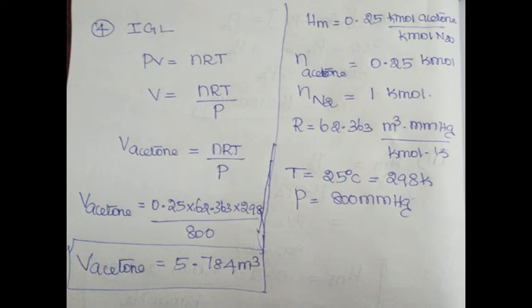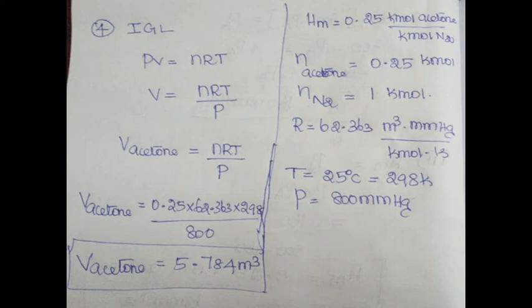Last division, we are going to calculate the volume percentage of acetone. How to calculate the volume percentage of acetone? From the ideal gas law, PV is equal to nRT, so V is equal to nRT by P. So we need the volume of acetone and the volume of nitrogen. One by one we will discuss. First we are going to calculate the volume of acetone. The formula is nRT by P. So we need the total number of moles here.